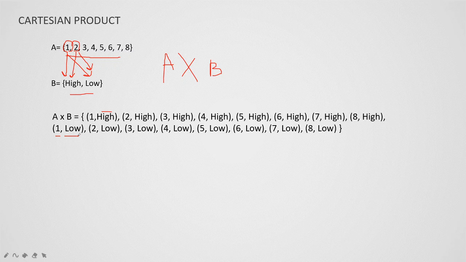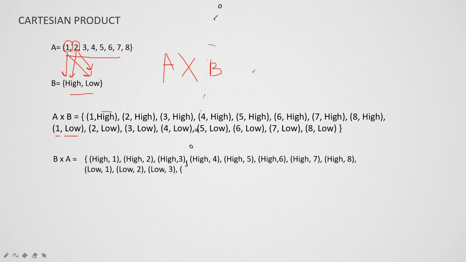Okay. Now I showed you A cross B. Let us look at what B cross A is. The same thing, but each pair is interchanged. That means 1 high becomes high 1, 5 high becomes high 5, 7 high becomes high 7. So it's just interchanged. That is all.